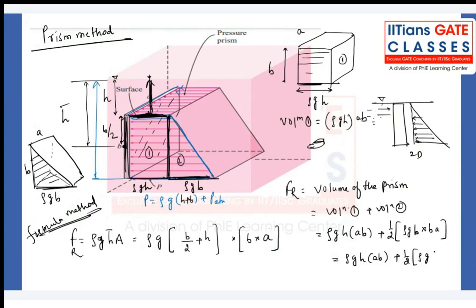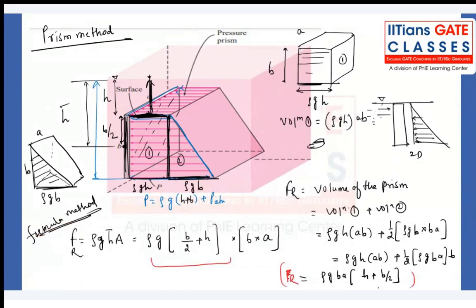Rho g into b into a into b. So what we can write, my dear? Rho g into b a, we can take outside. So we can write h plus b by 2. Now, what you are observing from here, this particular formula and this formula, this resultant force, both are the same.